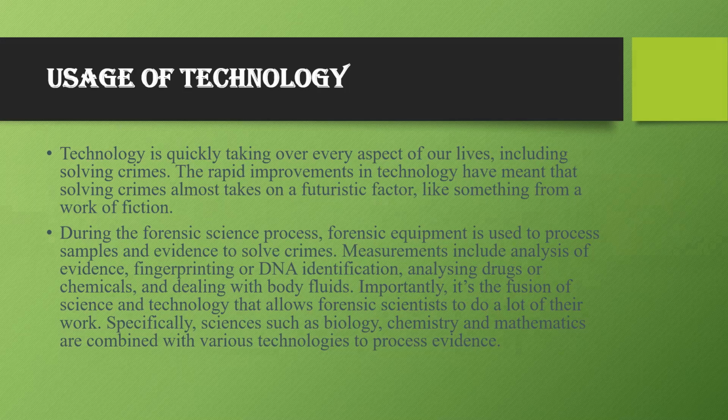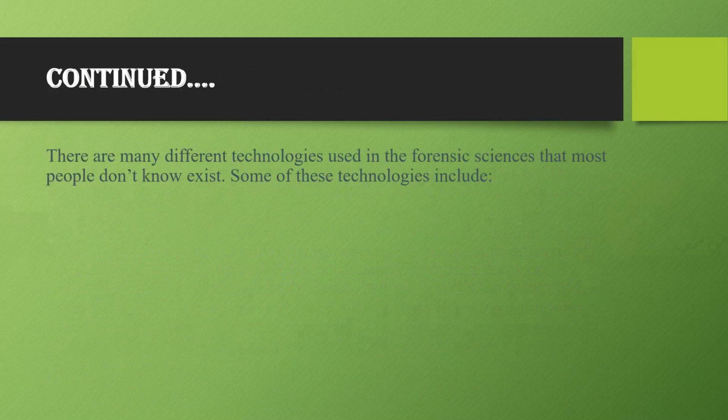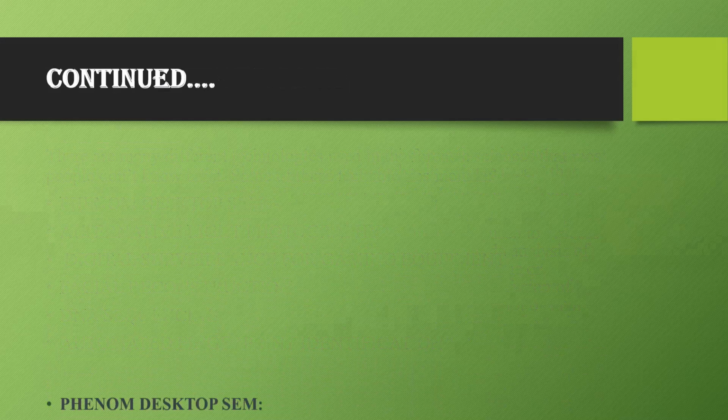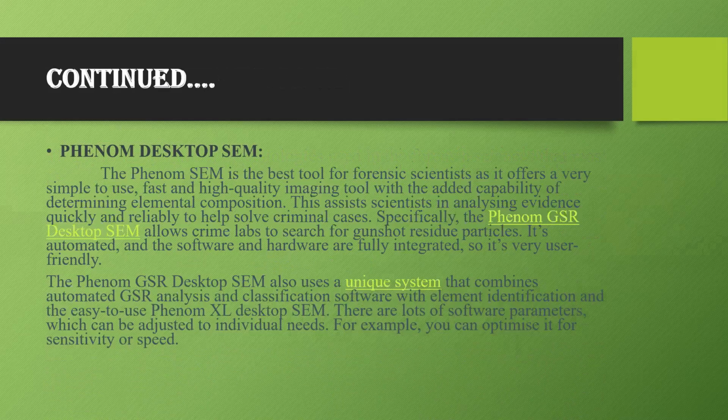Importantly, it's the fusion of science and technology that allows forensic scientists to do a lot of their work. Especially sciences such as biology, chemistry, and mathematics are combined with various technologies to process evidence. There are many different technologies used in the forensic sciences that most people don't know exist. Some of these technologies include desktop SEM, alternative light photography, digital surveillance for gaming equipment, facial reconstruction, DNA sequencing, automated fingerprint identification, and many more. These are only a few. First of all, we will discuss Phenom Desktop SEM.